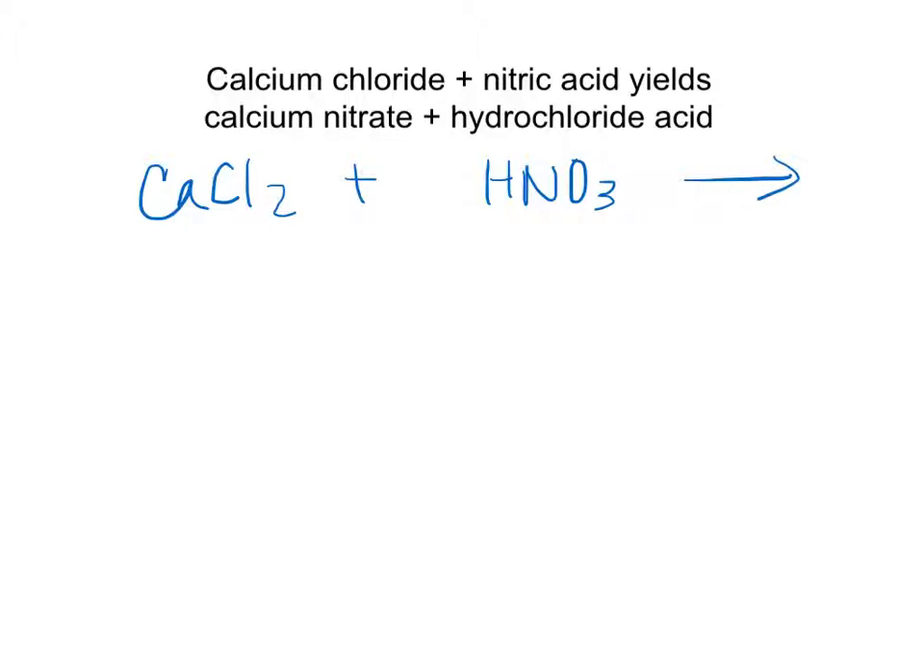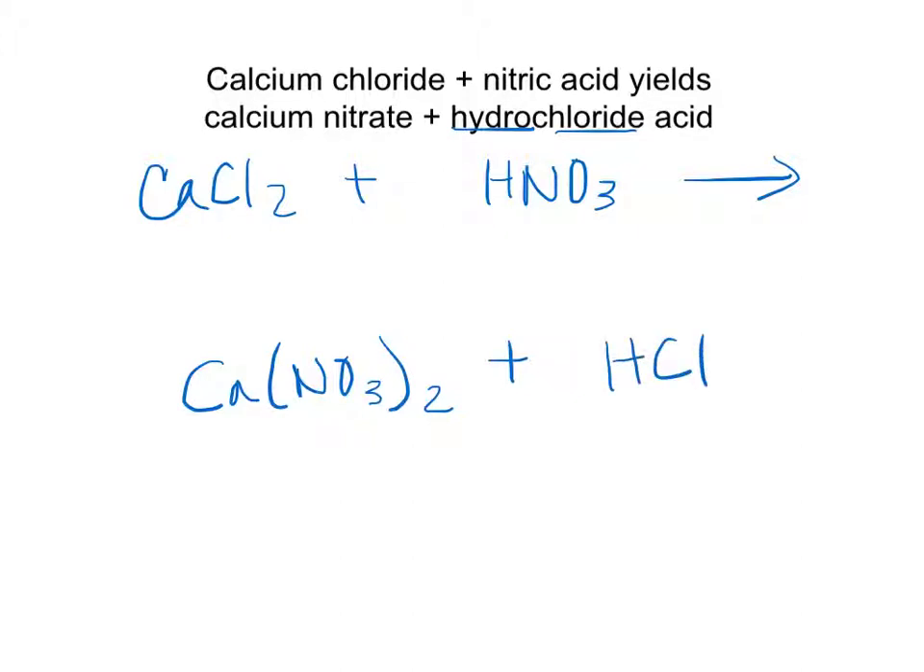Is going to yield calcium nitrate. Calcium has a 2 plus charge, nitrate only has a 1 minus charge, so we're going to need 2 of these to balance them out. Plus hydrochloric acid. So notice it's got the prefix here of hydro, so you know you're just talking about the simple chloride element here. So the formula for this one is going to be HCl.